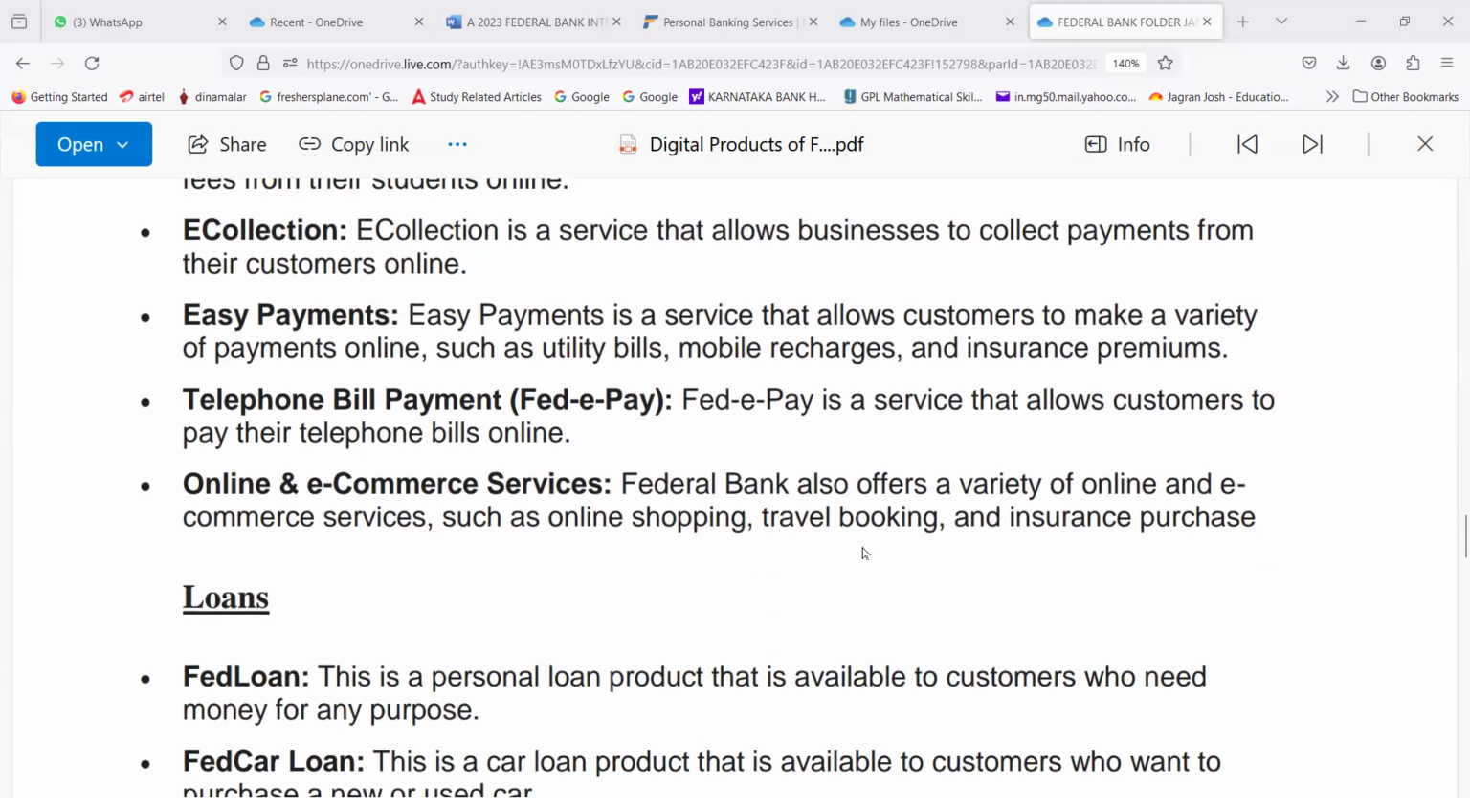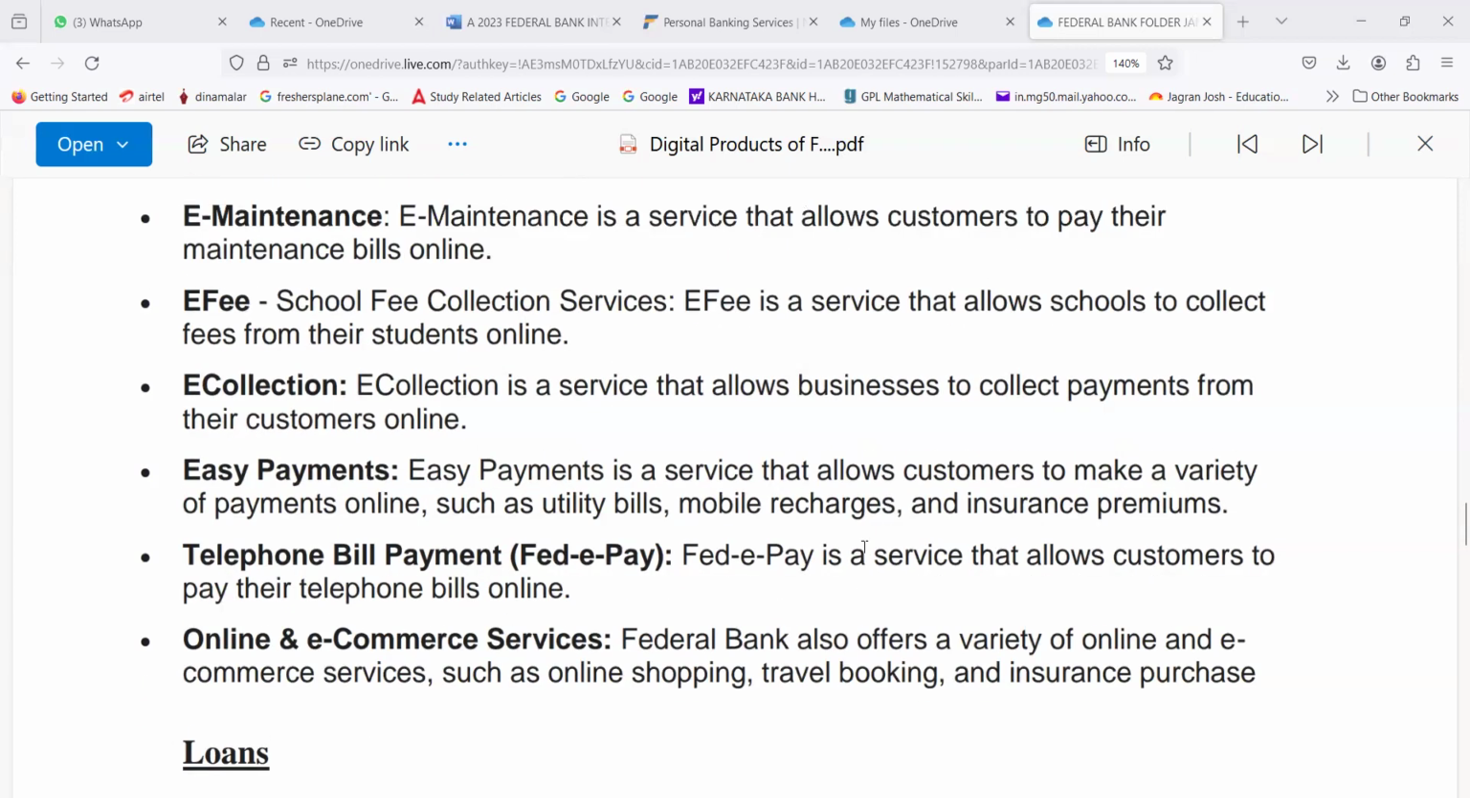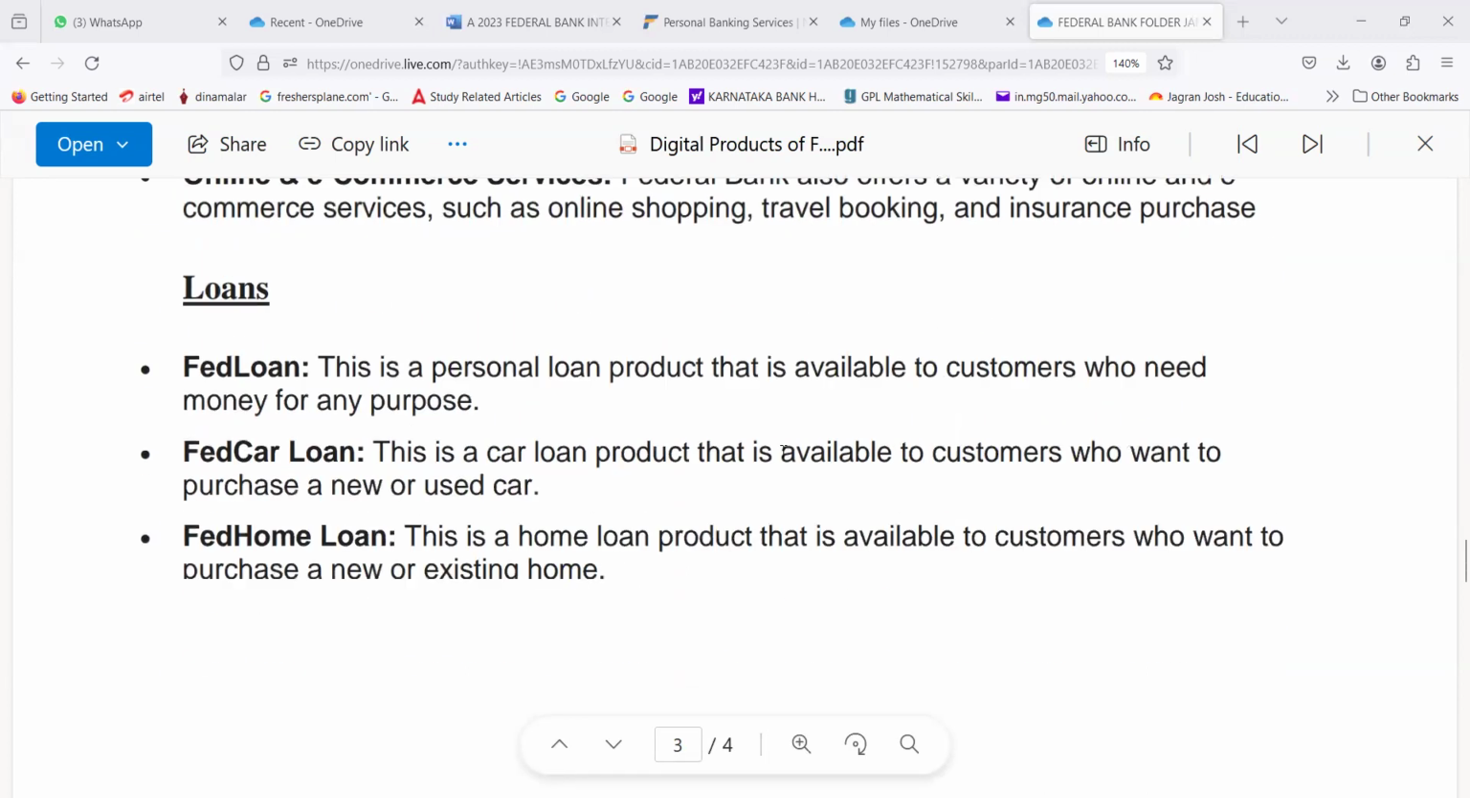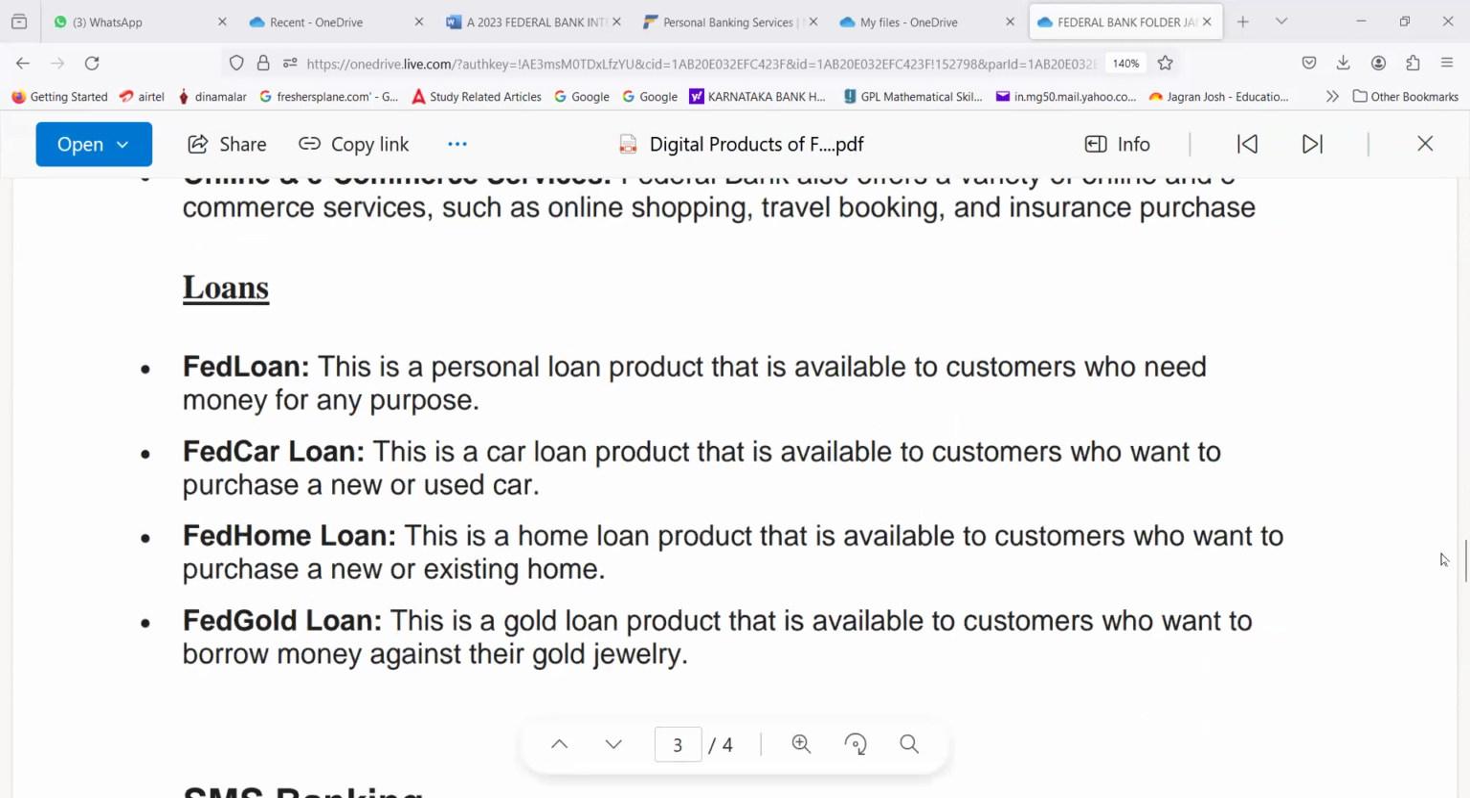Online and e-commerce service. Federal Bank also offers a variety of online and e-commerce services, such as online shopping, travel booking, and insurance purchase. Very good. Next, Suparno Sen. Please read. Yes, sir.